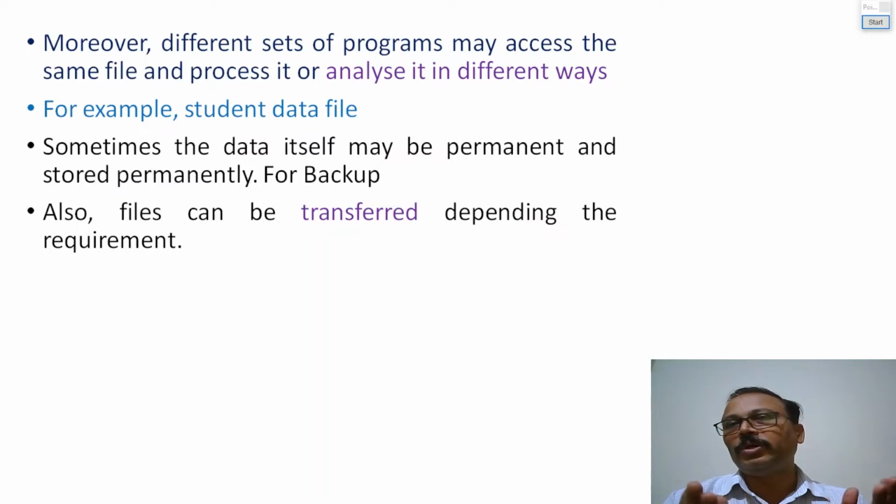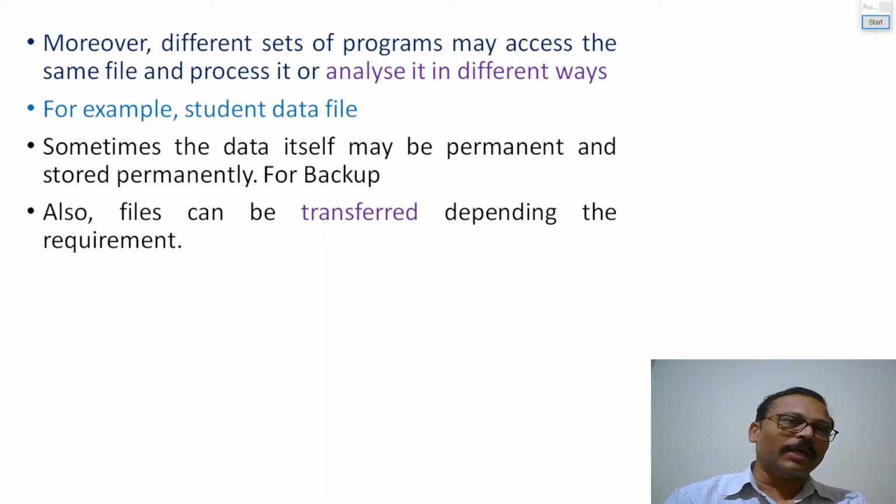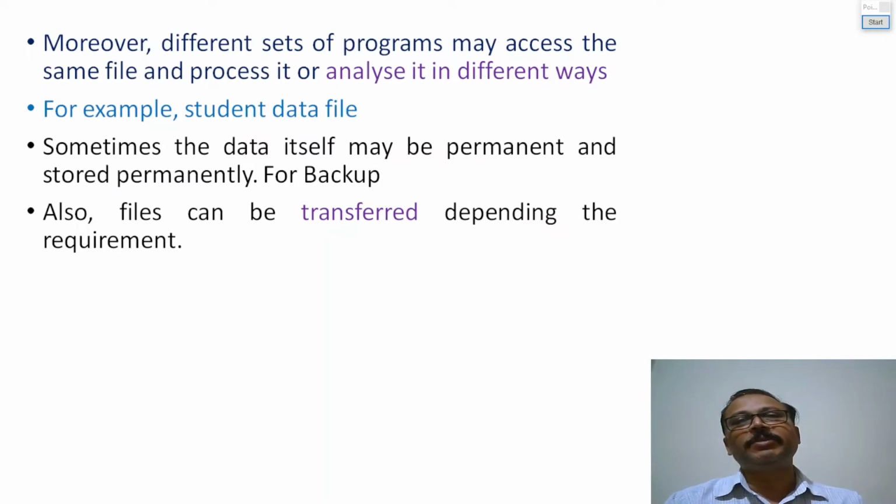Suppose you wrote different programs, say one program to calculate the attendance, another program to calculate the marks of a student, and maybe another program which decides whether the student is eligible for a scholarship or not. All these programs may access the same data stored in a file. Assume that the file contains all the data related to a student. Then all these programs will access the same file.